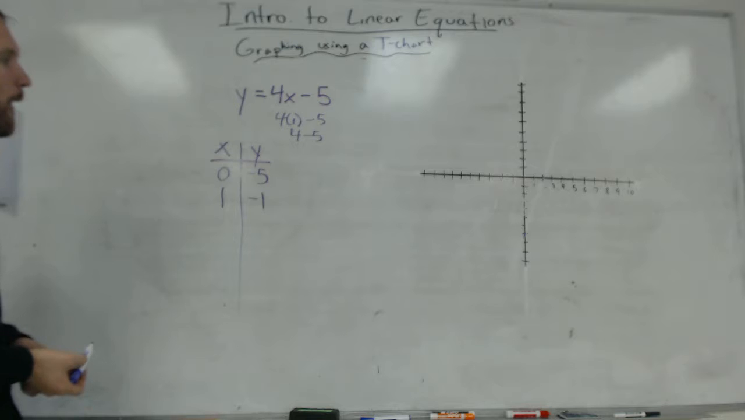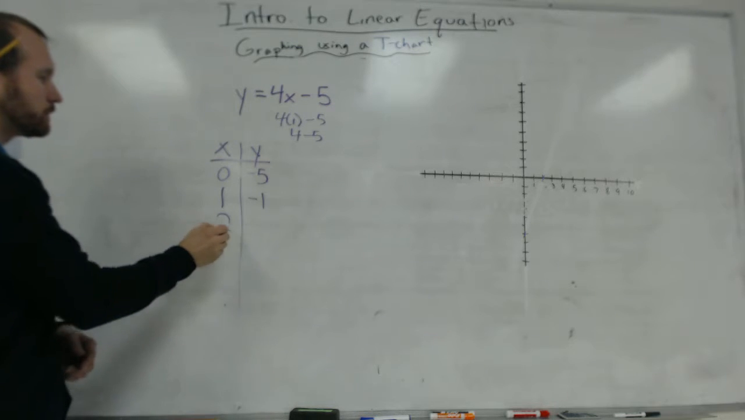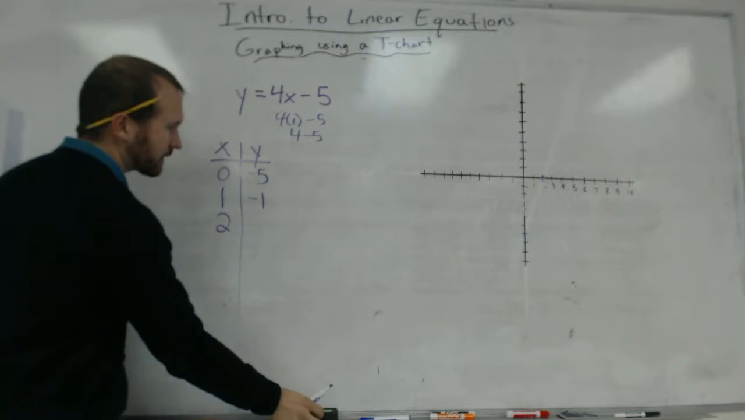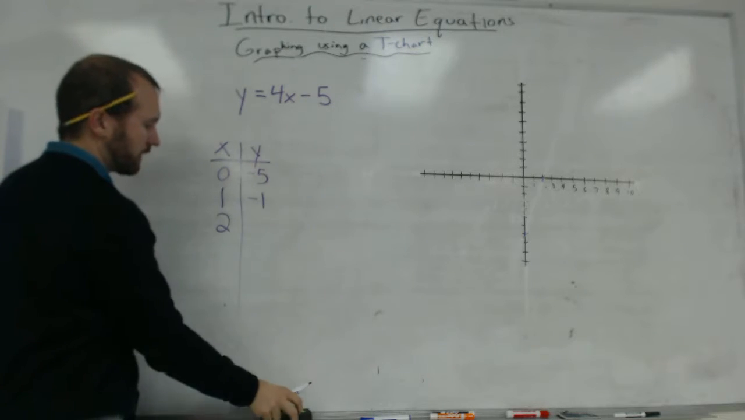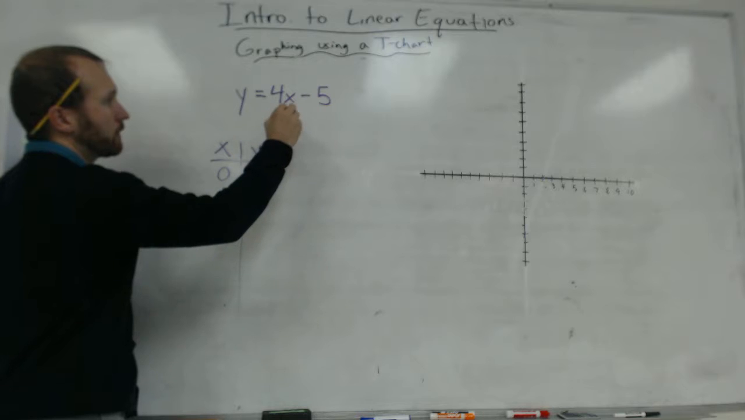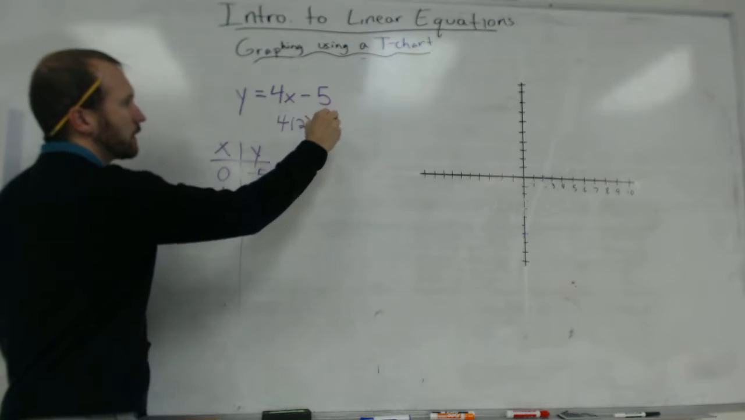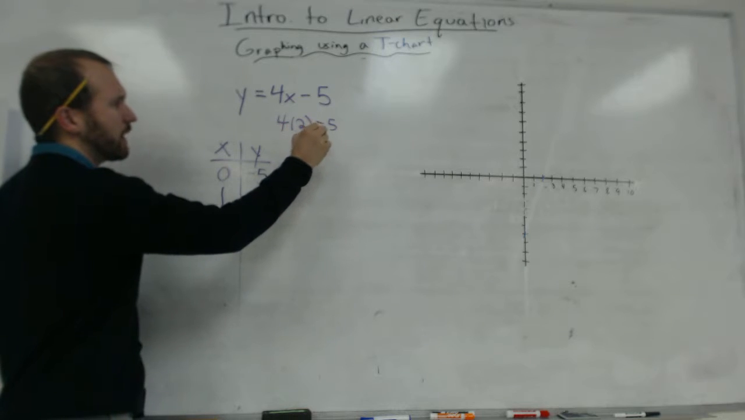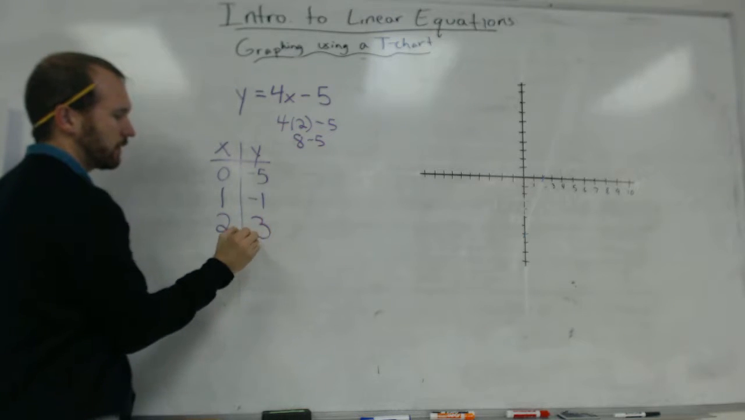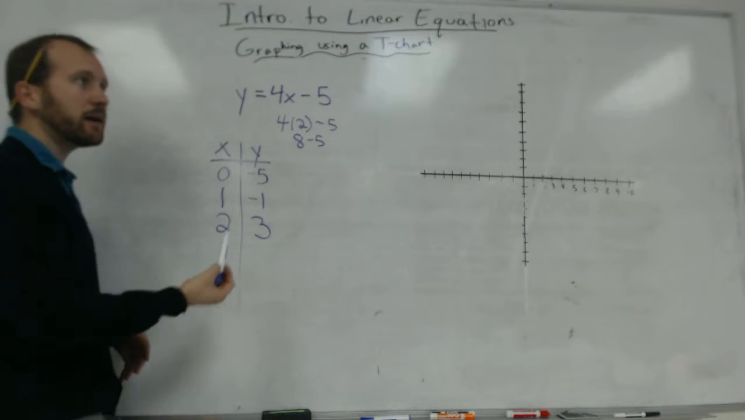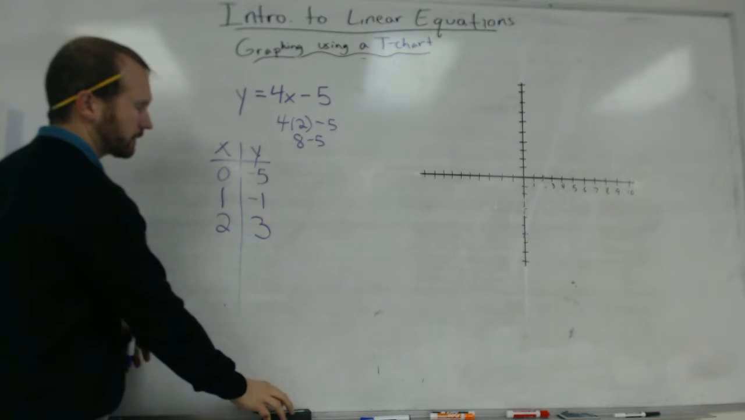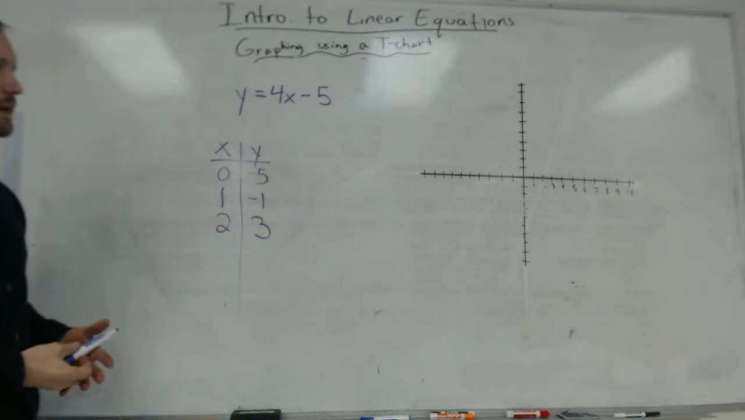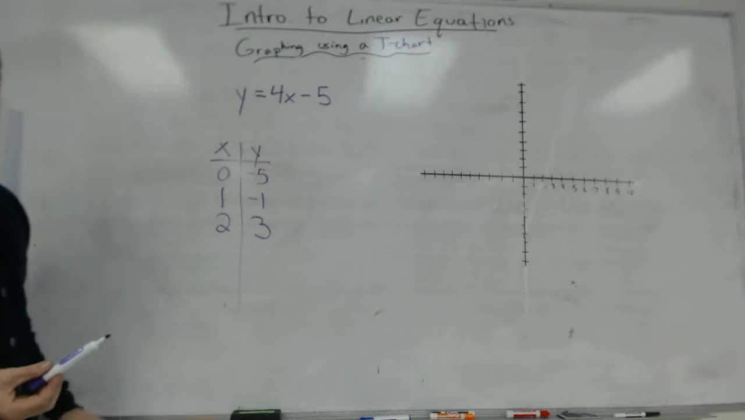Huh. So if x were 2, we'd predict that y would be 3. Let's just check it and see if that's what we actually get. So if x is 2, 4 times 2, what's 4 times 2? 8. 8 minus 5 is 3. So this pattern is holding. This pattern is working. Okay, 3 points is enough to make a line. Let's go ahead and graph these points.